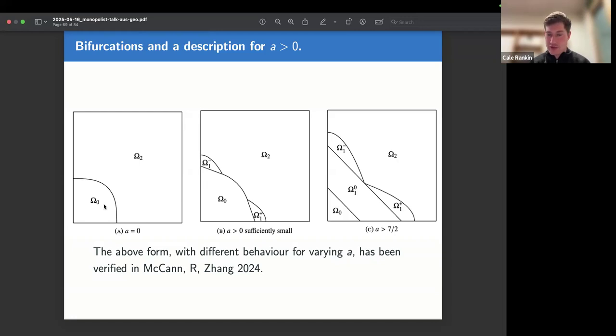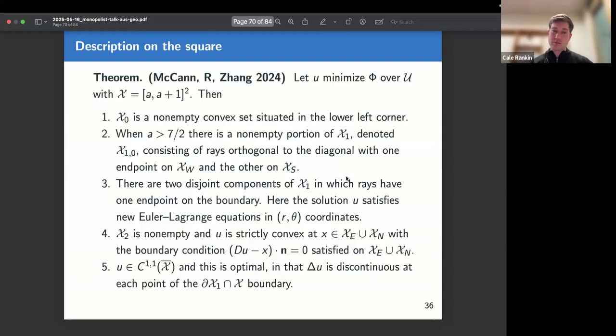For A equals 0, you've got only an omega naught and omega 2 region, no omega 1 region. For A sufficiently small, you've got an omega naught region, an omega 2 region, and these 2 omega 1 wings, essentially. Then for A sufficiently large, you've got the behavior of the solution that was showing up in those earlier numerics. Omega 2, omega naught, 2 wings, omega 1 minus, omega 1 plus, and a region where you're affine along line segments crossing the domain.